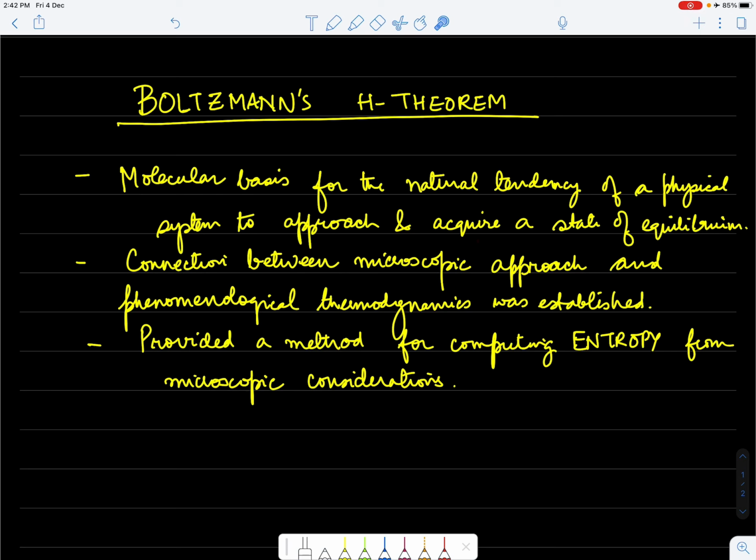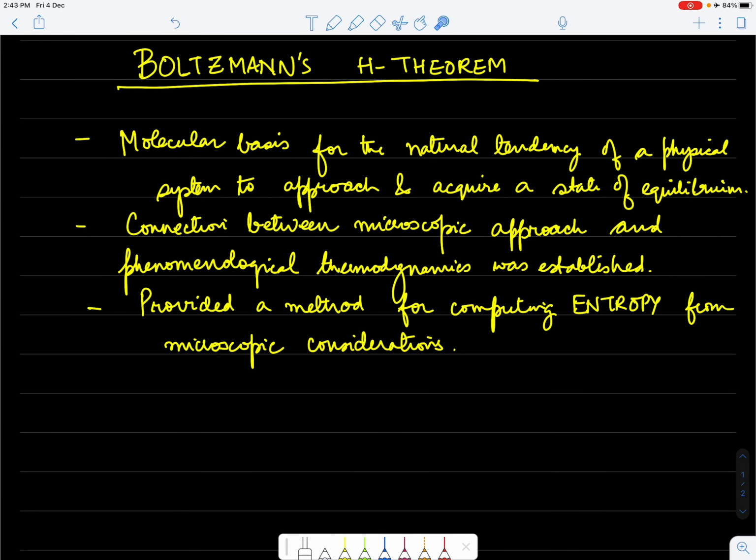So it had a molecular basis because we are dealing with particles and probabilities. So this described that the natural tendency of any fluid, in our case, will be to acquire a state of equilibrium, so it will approach in a certain way and acquire it eventually. The second thing was that it was able to establish a connection between the microscopic approach, which is the basis for the lattice-Boltzmann equation, and the phenomenological thermodynamics. So that connection was established using this approach.